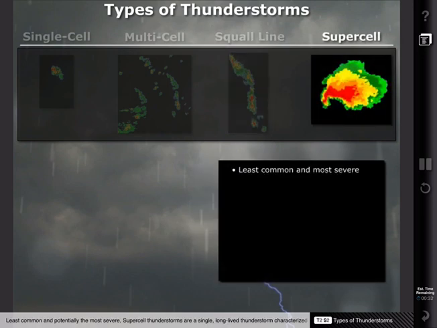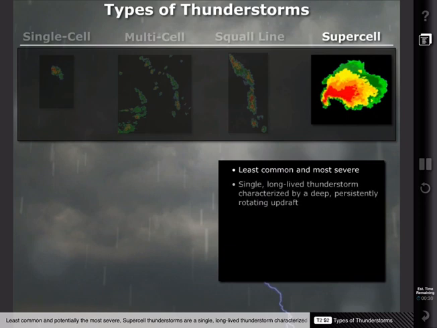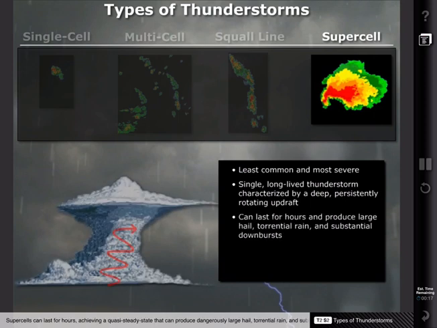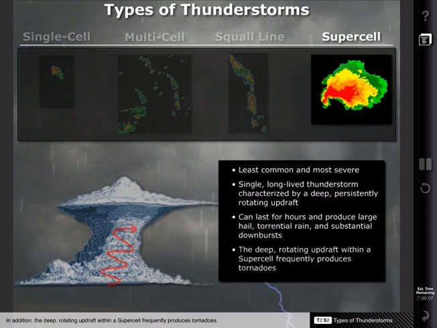Least common, and potentially the most severe, supercell thunderstorms are a single, long-lived thunderstorm characterized by the presence of a deep, persistently rotating updraft. Supercells can last for hours, achieving a quasi-steady state that can produce dangerously large hail, torrential rain, and substantial downbursts. In addition, the deep rotating updraft within a supercell frequently produces tornadoes.